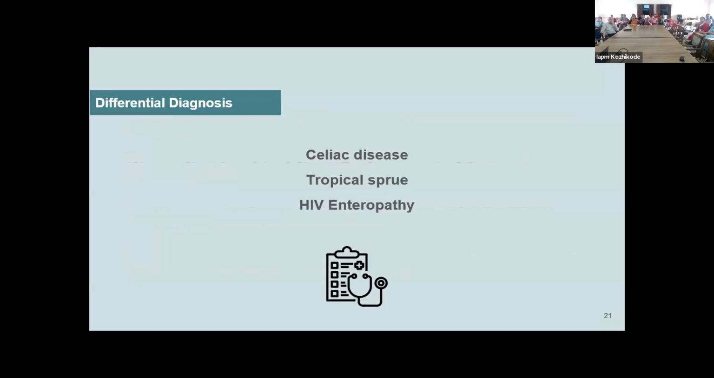So our possible differential diagnosis in the absence of this organism could be celiac disease, tropical sprue, and HIV enteropathy. In all these diseases, we can see the same findings which we discussed, that is blunting and broadening of villi with dense inflammatory infiltrate in lamina propria, composed of lymphoplasmacytosis, as well as increased intraepithelial lymphocytes. The only difference is the absence of this organism.